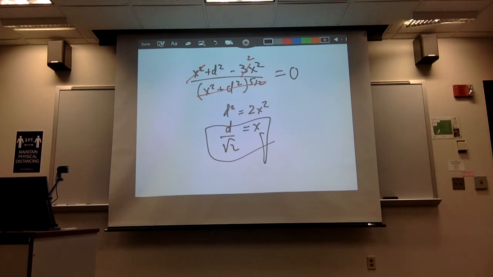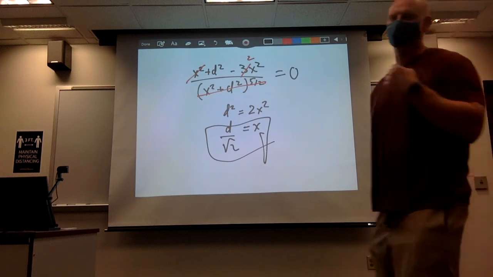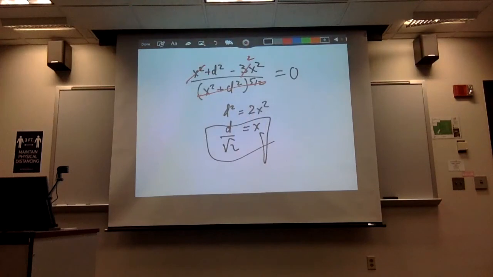So it would be 3 halves to the 3 halves power times d. And then that d cubed would cancel with the 1 on top, make it a d squared. So what happens to the d when you take the derivative of the inside of that? Oh, d is just a constant, so 0. Okay. So that means the derivative inside is just 2x.